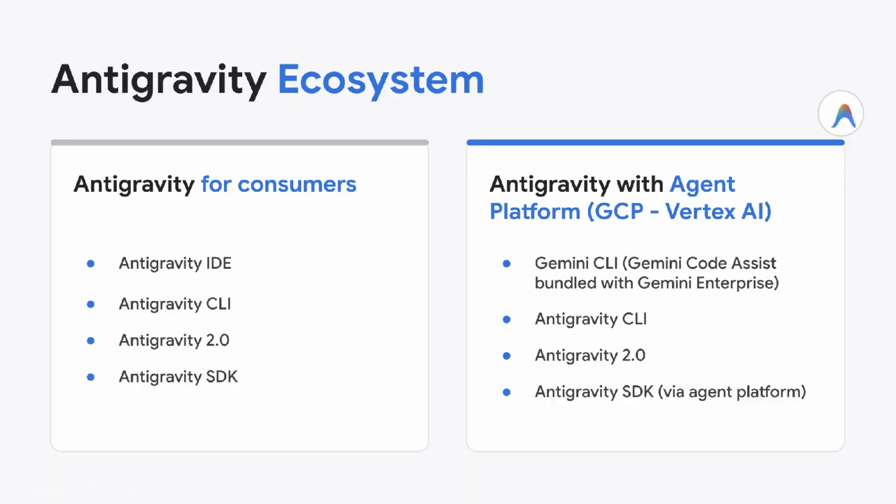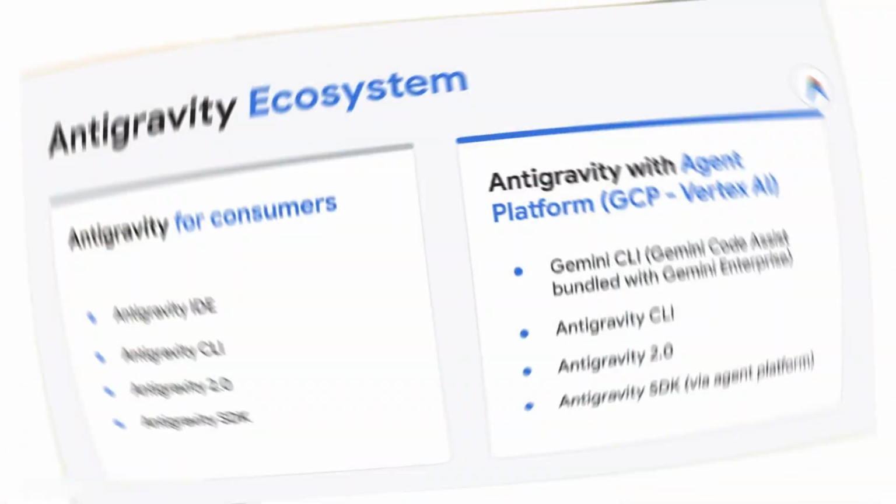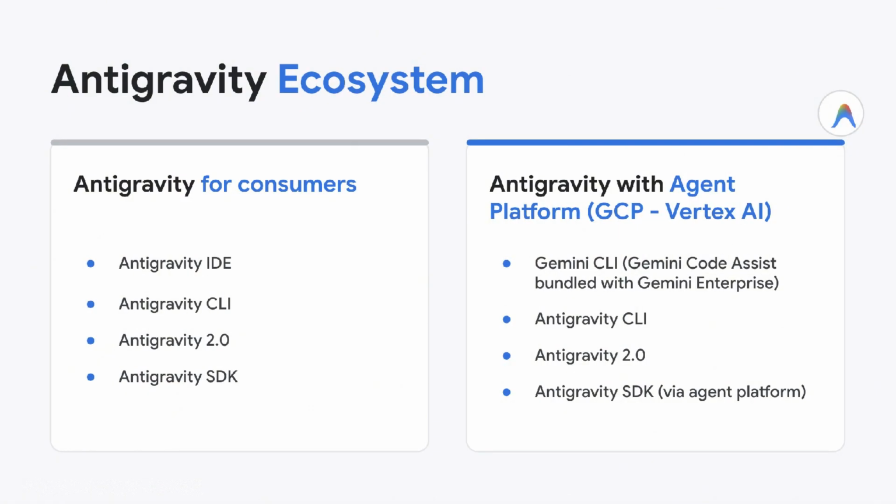On the right, we see the enterprise pathway, which integrates directly with Google Cloud Platform and the agent platform, formerly known as Vertex AI. In this enterprise-grade ecosystem, the Gemini CLI, which bundles Gemini Code Assist with Gemini Enterprise, works hand in hand with the Antigravity CLI and Antigravity 2.0. Crucially, the Antigravity SDK can be accessed via the agent platform as well. Let's drill down into architectural specifics of each tool within the ecosystem.